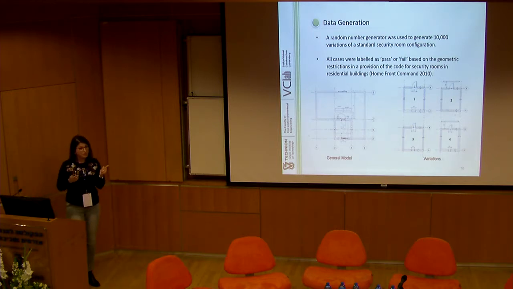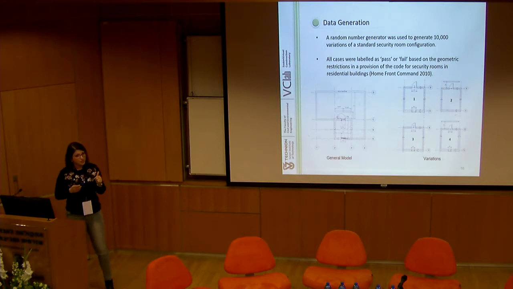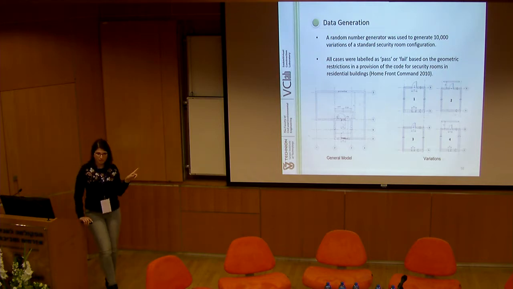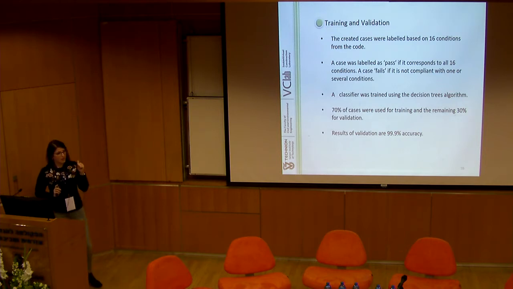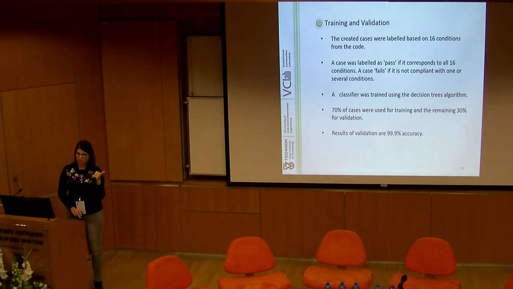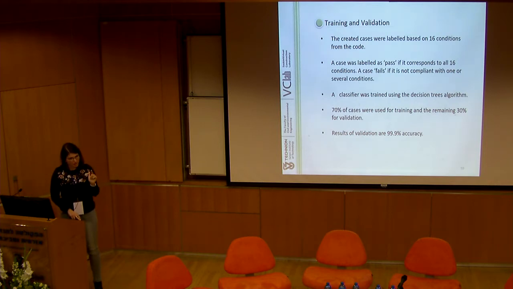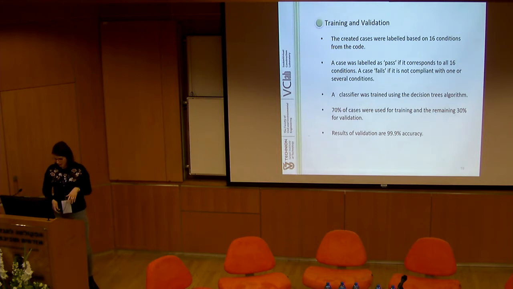We used a random number generator to create 10,000 variations of a security room. The way they were created is that 5,000 of them are compliant to a certain provision of a code. The rest of them are not. Overall, we used 16 conditions that we wanted to check against. For a model to pass, it has to be compliant with all 16 conditions. If a model fails, that means it's not compliant to one or several of the conditions.